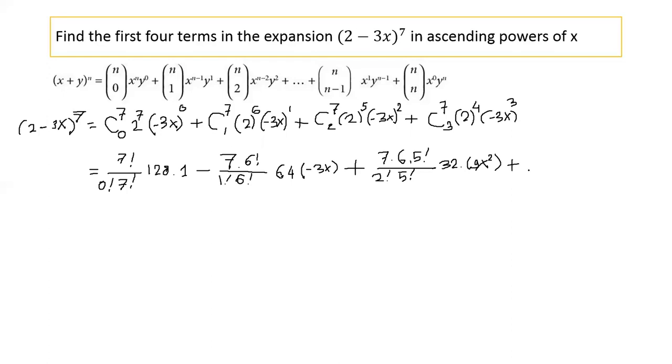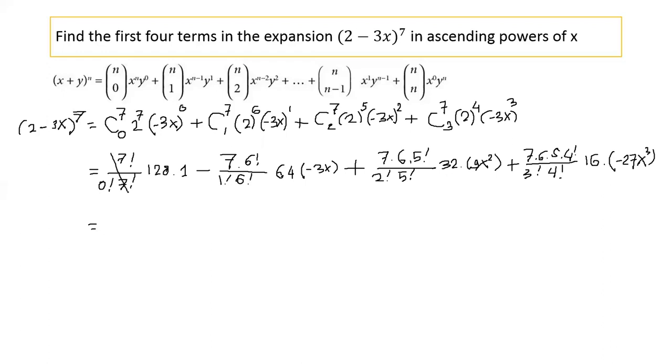Next, the fourth term is 7 times 6 times 5 times 4 factorial over 3 factorial times 4 factorial. Why 4? Because 7 minus 3 equals 4. 2 to the power 4 equals 16, times negative 3 cubed, which equals negative 27x cubed.